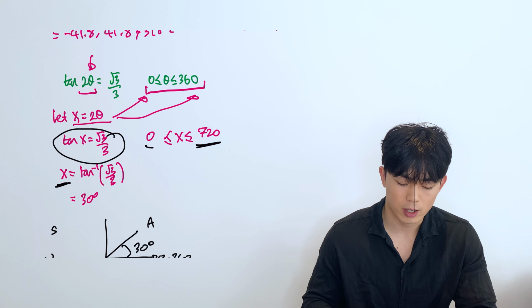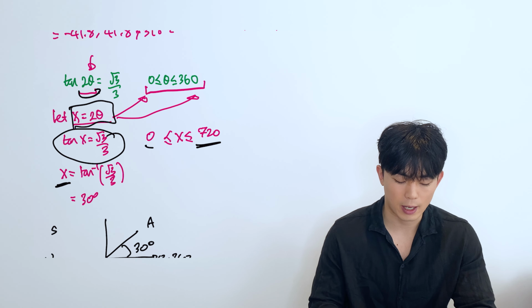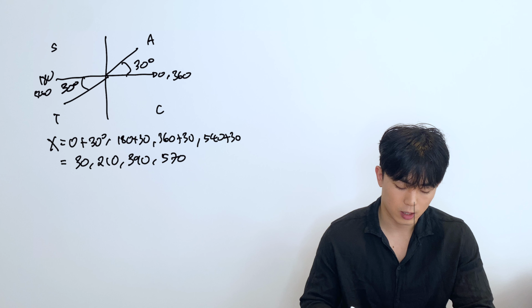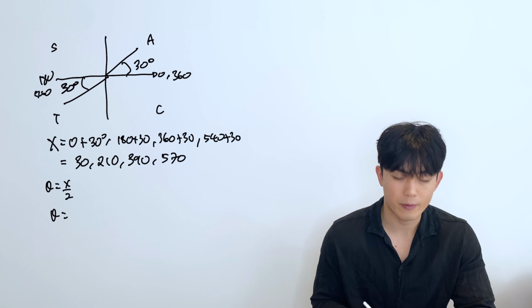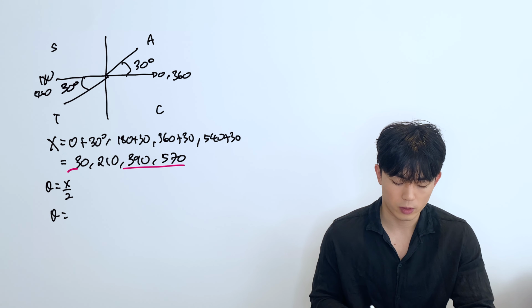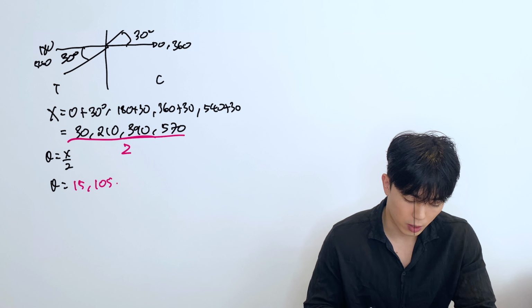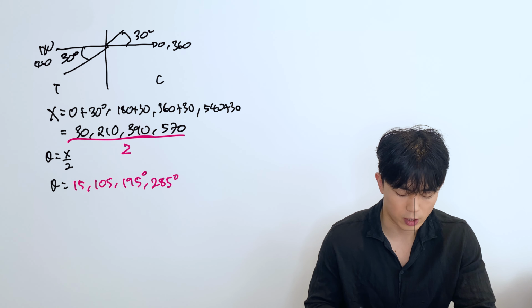But initially, we're trying to find the solutions for theta, right? So we need to change it back into theta, and the way we do that is look at the relationship between x and theta again. It said x is 2 theta, right? So therefore, theta is just going to be x over 2. So to find theta, we just have to divide every single term by 2, essentially. So you get theta being 15, 105, 195, and 285 degrees.